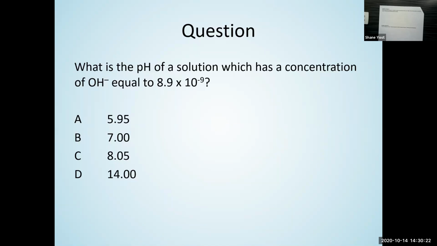Yeah. OH minus itself is a base. It's a proton acceptor, and so the more of that base you have, the more basic your solution becomes. And so we just call a solution basic if it has a concentration of OH minus greater than 1 times 10 to the minus 7. But every solution will have some amount of H plus and OH minus in it. It's just considered basic or acidic depending on the relative concentrations of those things.